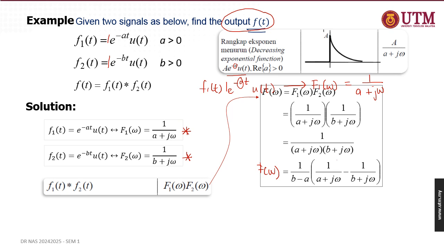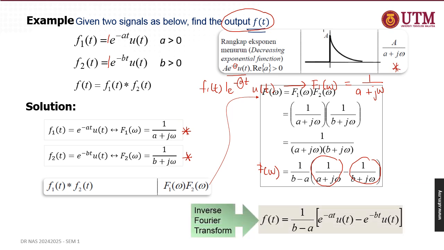So compare this equation back to the table. You'll notice that it is in the same shape as this. So the final signal, the inverse Fourier transform, produces f(t) equal to 1 over (b minus a), times e^(-at) u(t) minus e^(-bt) u(t).